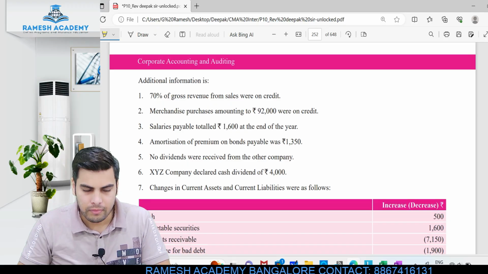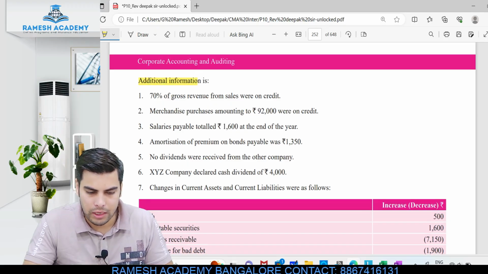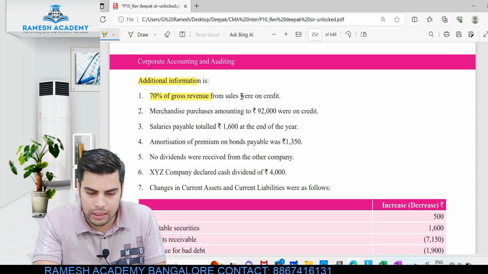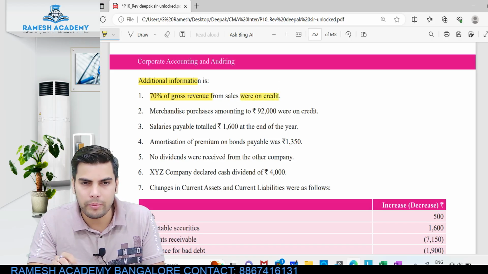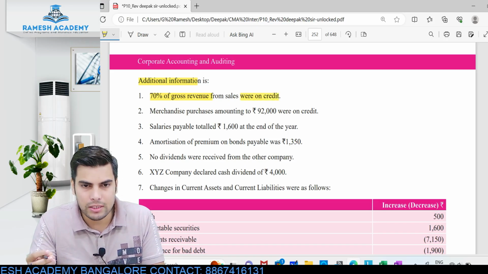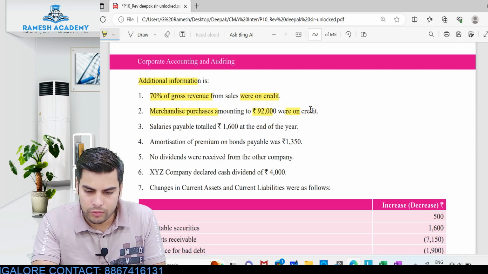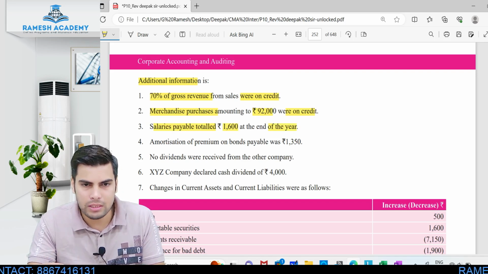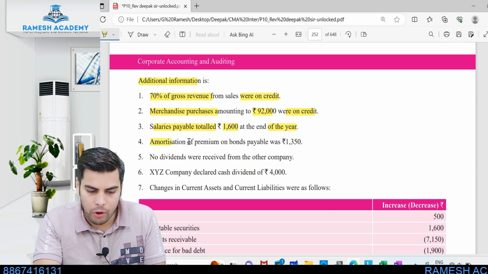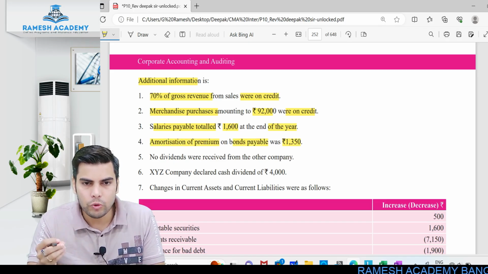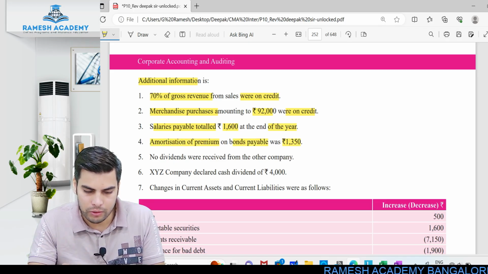All right. Let's look into the additional information which they have provided. They have given 70% of the gross revenue from sales were on credit basis. So 70% of the sales is on credit basis, the remaining 30% is on cash basis. Merchandise purchased amounted to 92,000, which were on credit. Salaries payable total 1,600 at the end of the year. This is the outstanding salary at the end of the year. Amortization on premium of bonds payable was 1,350.